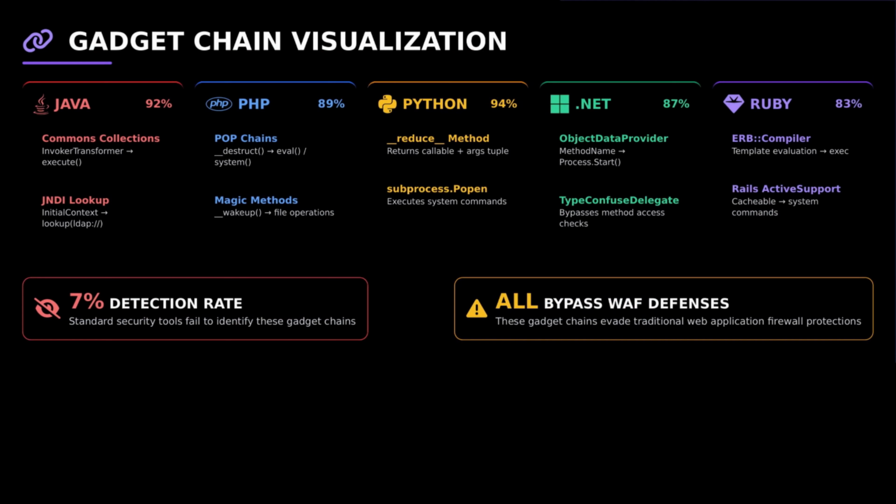Here's the attacker's toolbox. Gadget chains mapped by language. 1. Java, InvokerTransformer and JNDI. 2. PHP, destructors and magic methods. 3. Python, __reduce__ and subprocess calls. 4. .NET, ObjectDataProvider. 5. Ruby, ERB template evaluation. Detection: just 7%. Every one of these bypasses WAFs.